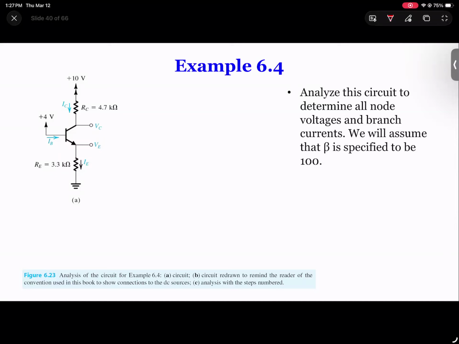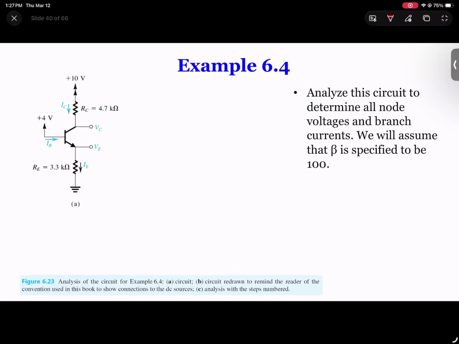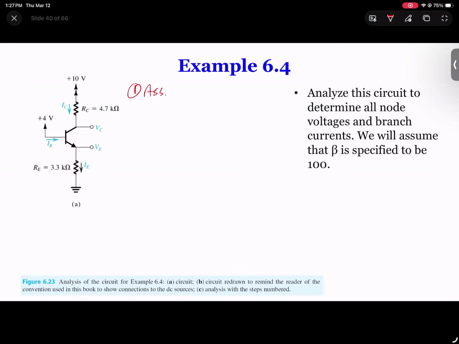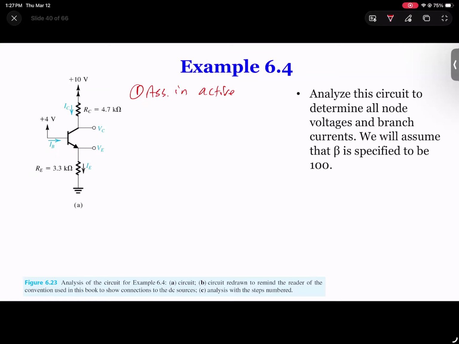Okay. So in this case, I'm going to start by assuming active mode. So I'm going to assume it's in active mode. I also assume VBE is 0.7. I didn't talk about this being in cutoff mode. It's not going to be cutoff, right? Because there's voltage at the base at 4 volt. If it is in cutoff, what happens with currents? Cutoff means no current. If there's no current, what is the voltage at VE?